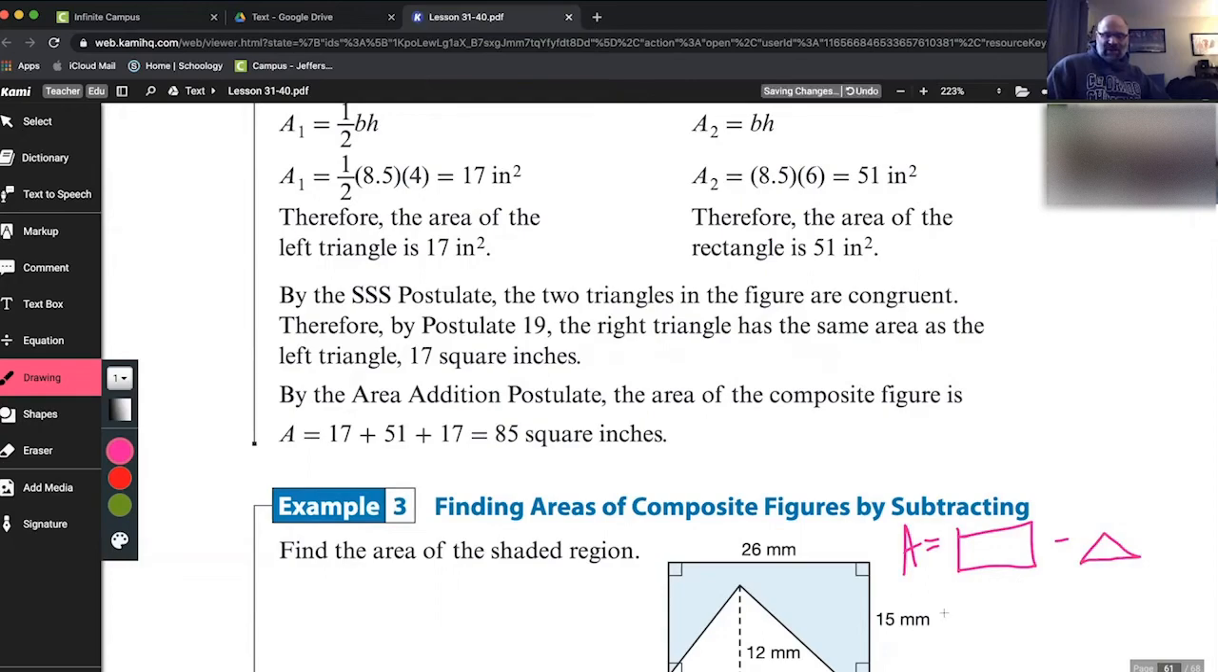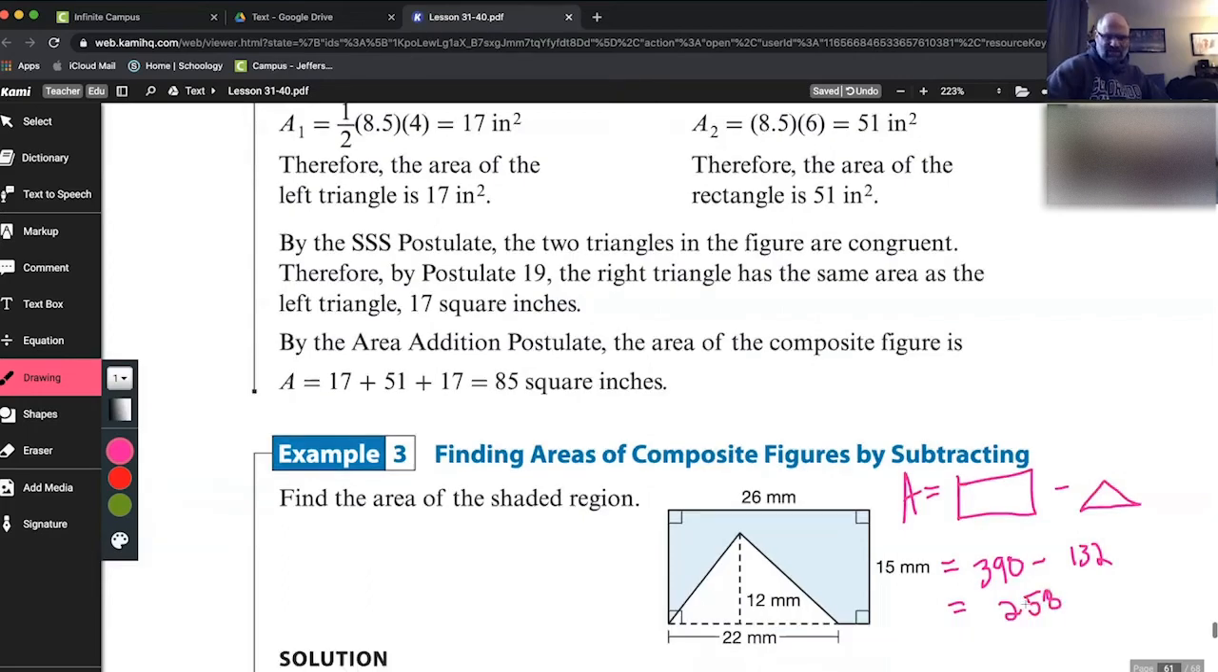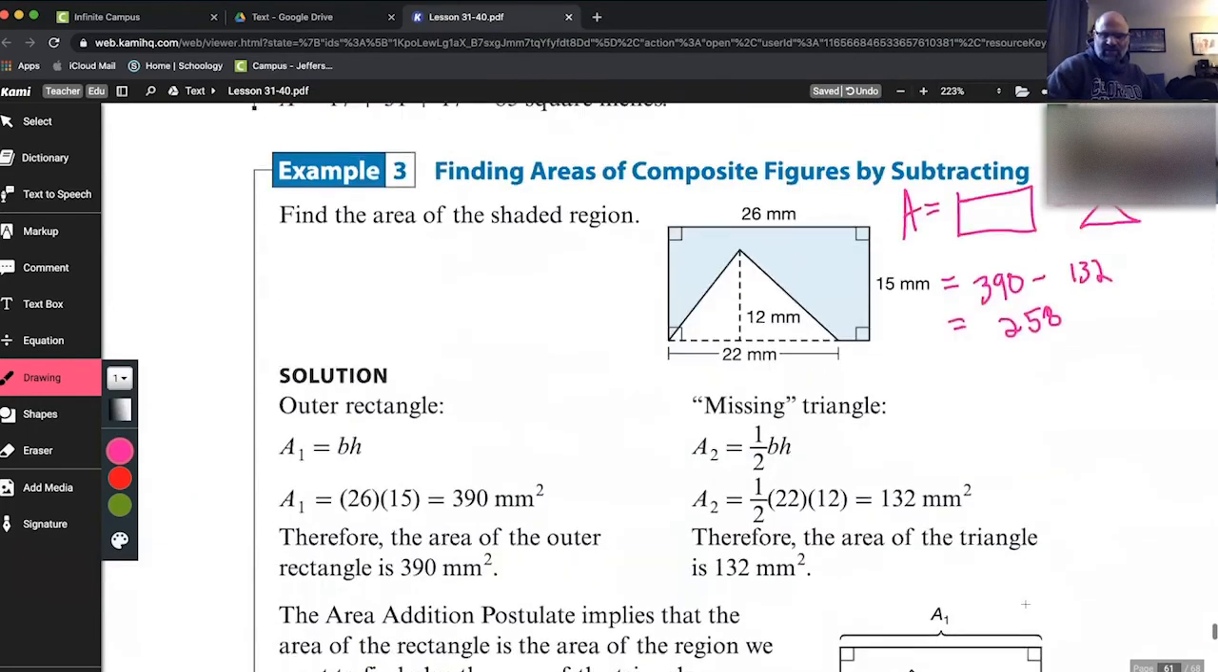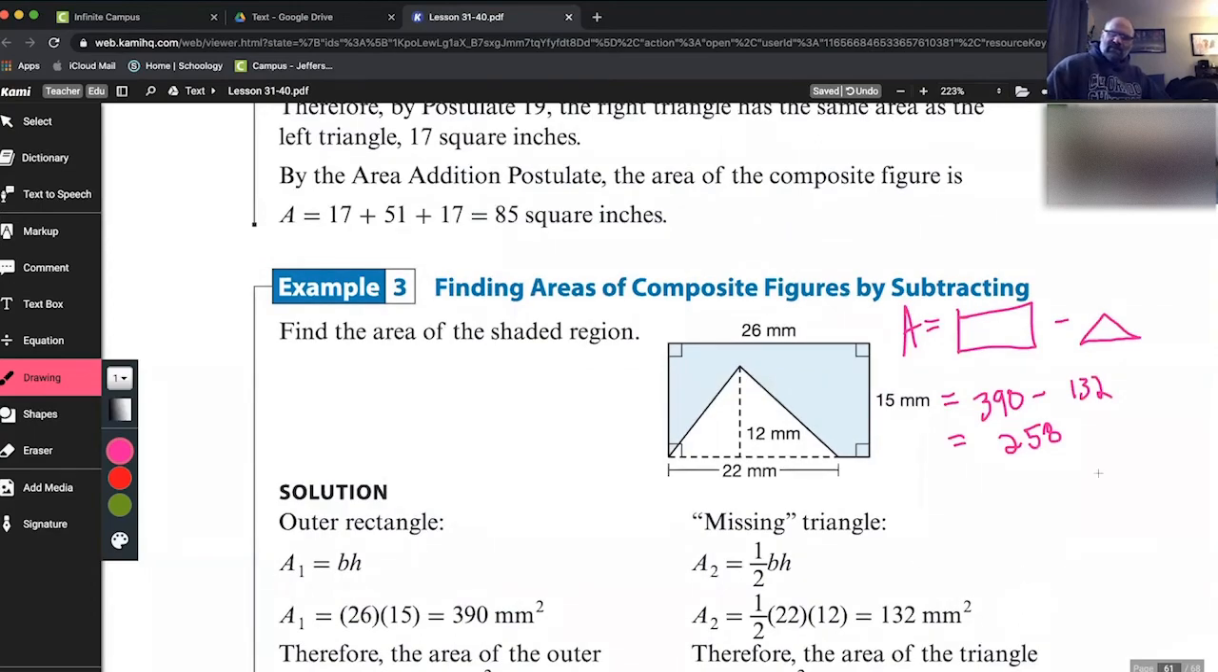Okay, so find the area of that big rectangle. 26 times 10 is 260, plus half of that, 130. So that's 390 minus the area of that, 11 times 12 is 132. So that's 258, I think. My cheat, here it is, 258. Okay, so does that make sense?